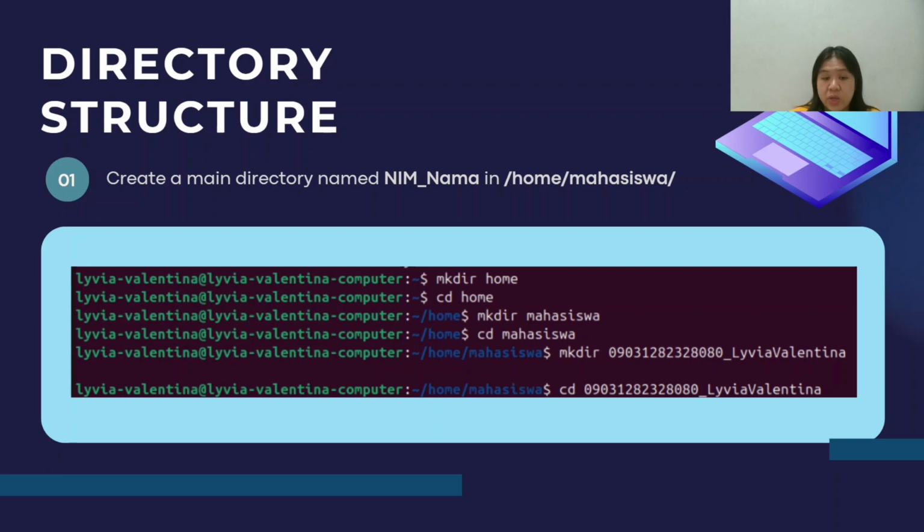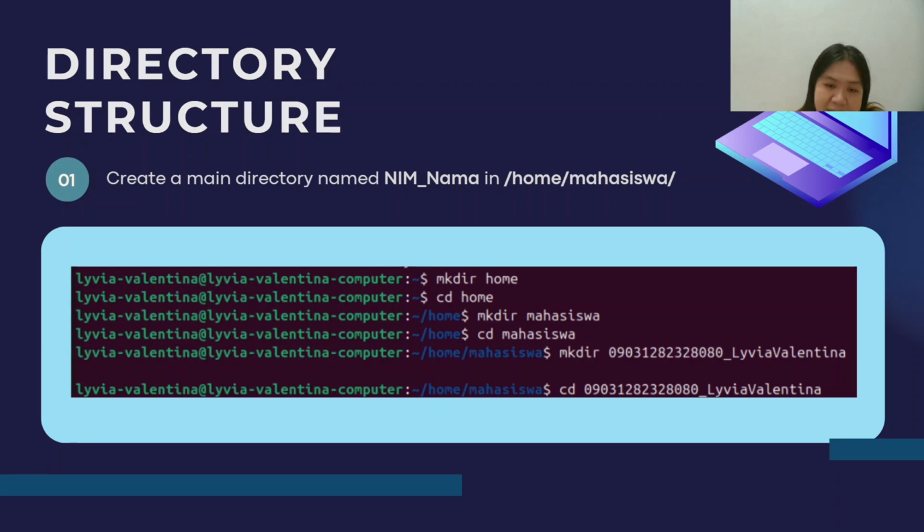And then we create a directory with the format nim_nama for student identification using mkdir. In this situation I use mkdir 09031282328080 Lyvia Valentina. And then we enter the directory nim_nama. The purpose of this command is to create an organized directory structure like home/mahasiswa/nim_nama to facilitate file management based on student identity.